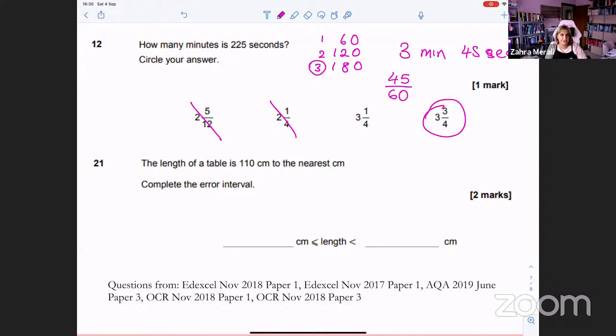Right, the length of a table is 110 centimeters to the nearest centimeter. Complete the error interval. So it's just saying, what could it have been rounded to either side? All you do is you say 1 centimeter and you split it, 0.5 and 0.5, right? So you're going to add 0.5 and you're going to minus 0.5. So you'll get 110.5, and then 110 minus 0.5, which gives you 109.5.